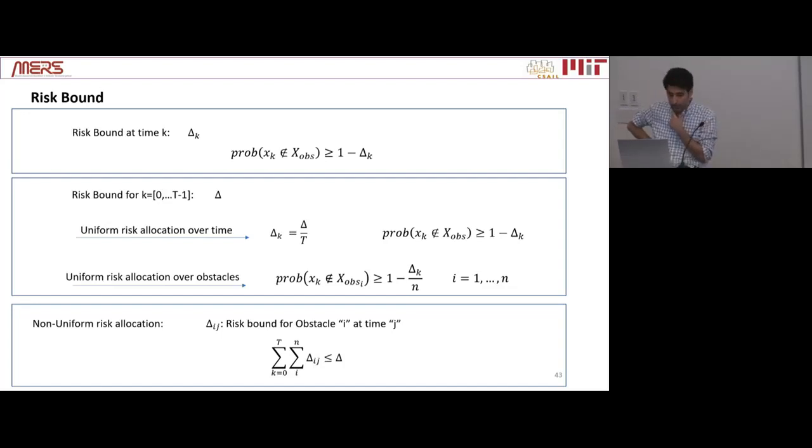Yeah. So if at time k there is no obstacle around, I don't need to spend risk, so we can save it for more challenging scenarios.